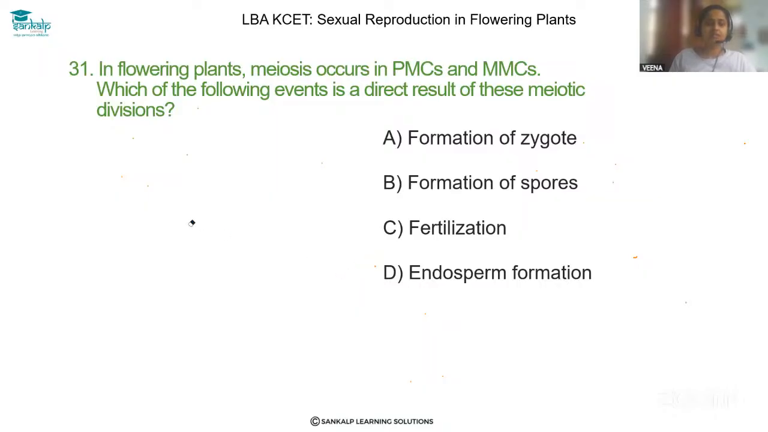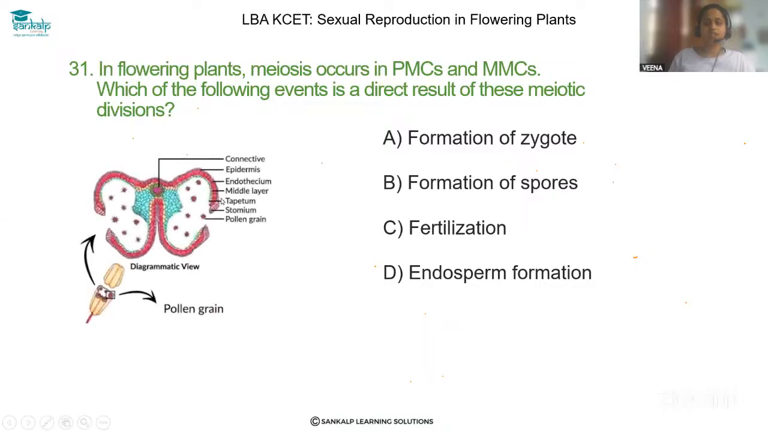Let's solve the 31st question. In a flowering plant, meiosis occurs in PMCs, pollen mother cell and microspore mother cell. Which of the following events is a direct result of this meiotic division? Just observe the structure here.